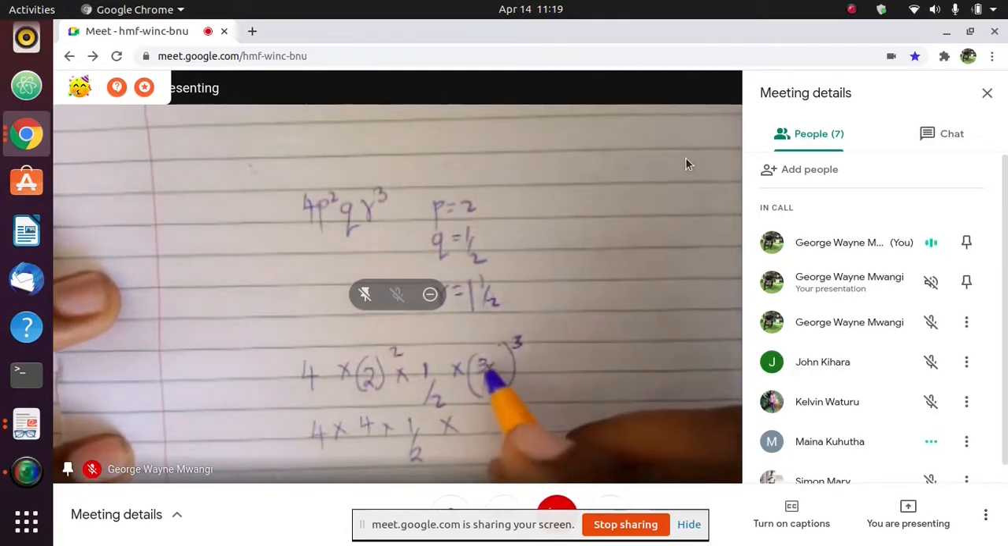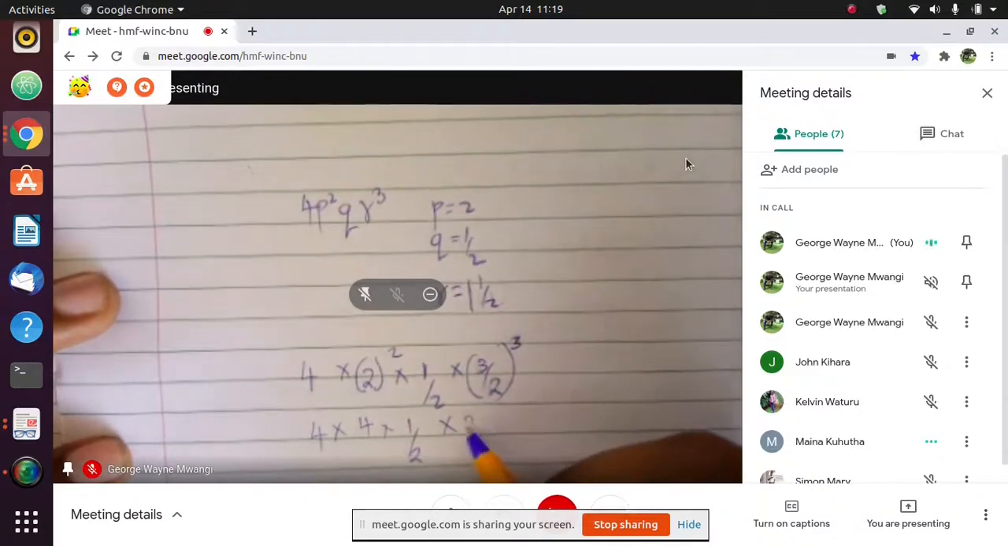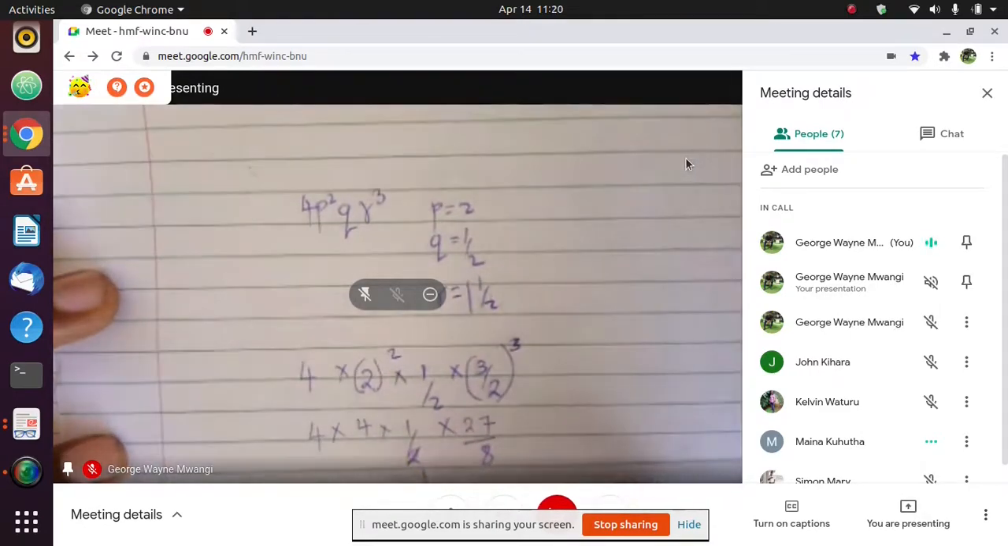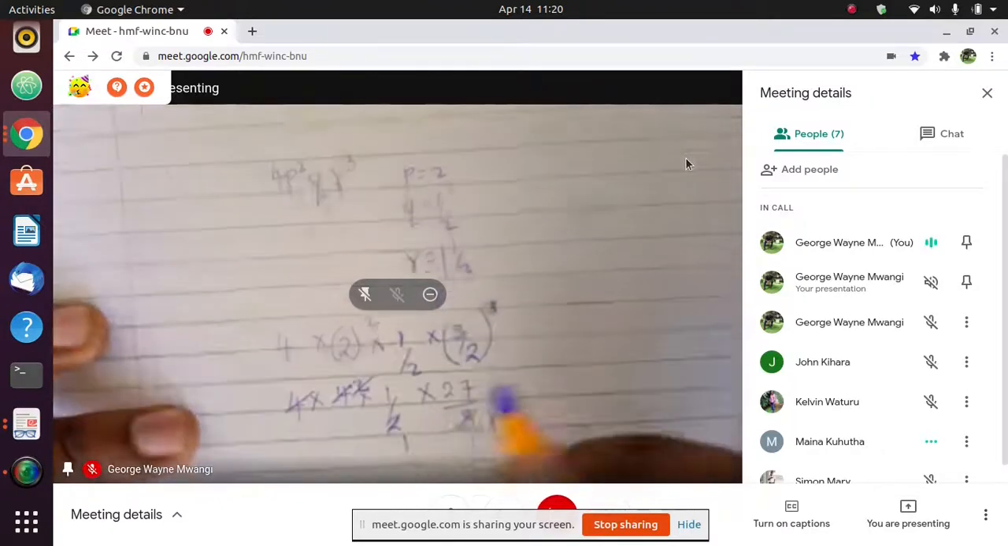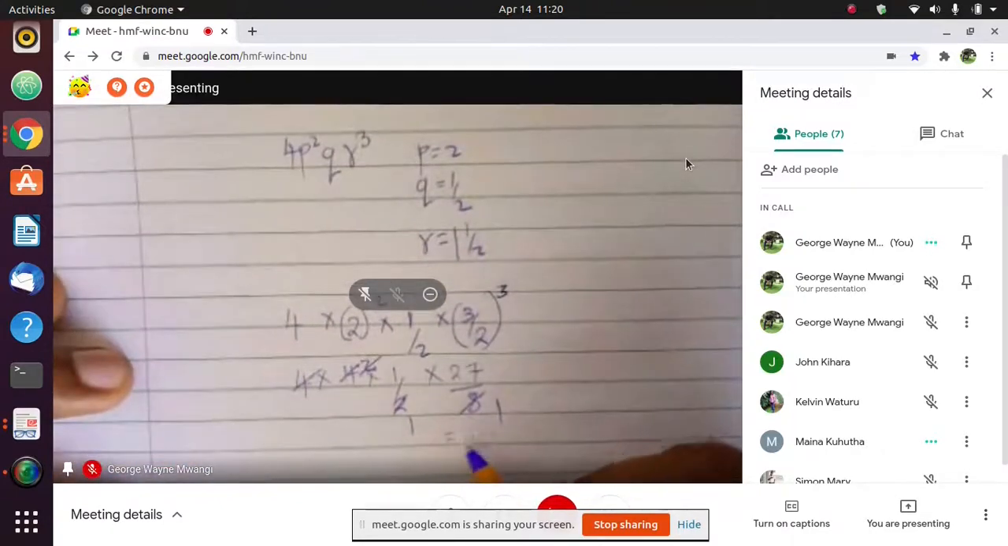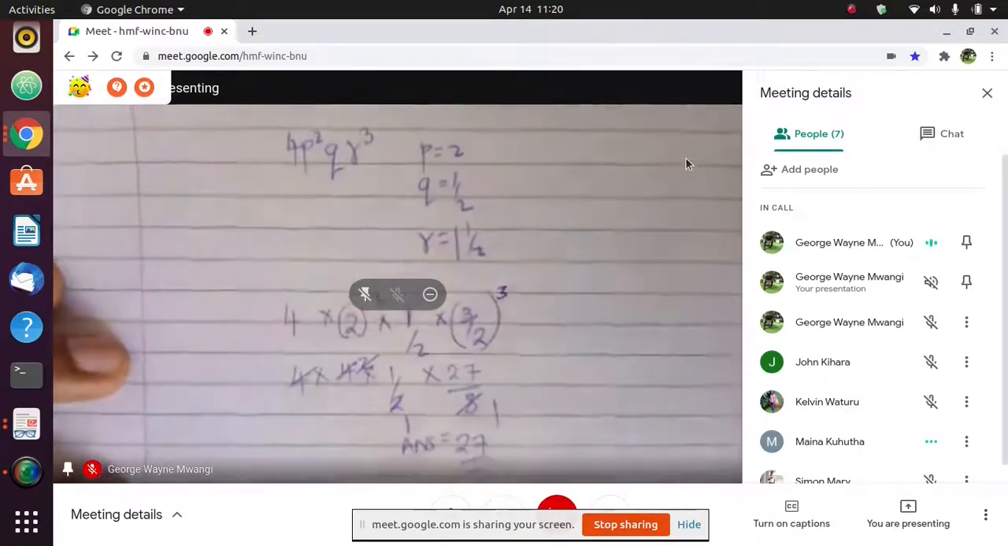So it will be 3 raised to power 3, which is 27, all over 2 raised to power 3, which is 8. Okay, so we cancel out the like terms, the values that can cancel each other. So 4 times 2 is 8, so this will go and this will go. So the value that we will be left with is 27. Our answer will be 27.